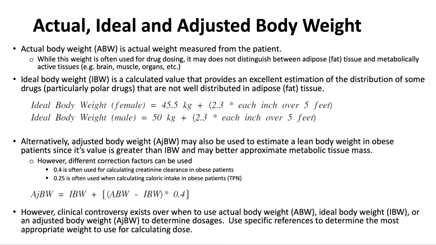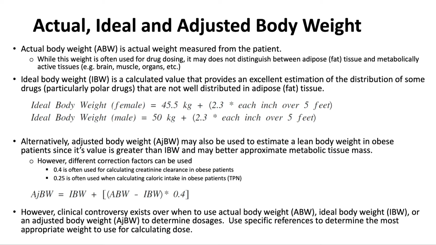So let's define the terms. First term we're going to talk about is actual body weight, abbreviated ABW. Like it sounds, actual body weight is the actual weight measured on the patient. You put the patient on the scale, and the scale says they weigh this amount. That's obvious, but just think about it for a second. What that weight represents is the weight of everything: both adipose tissue, fat, and muscle, and bone, and organs.